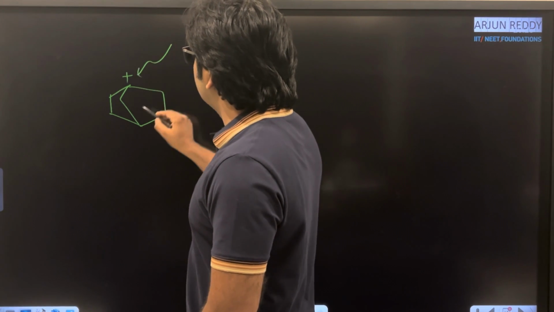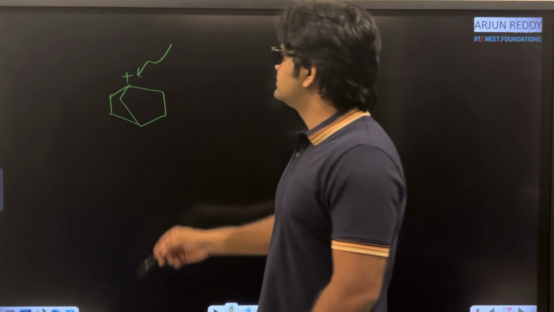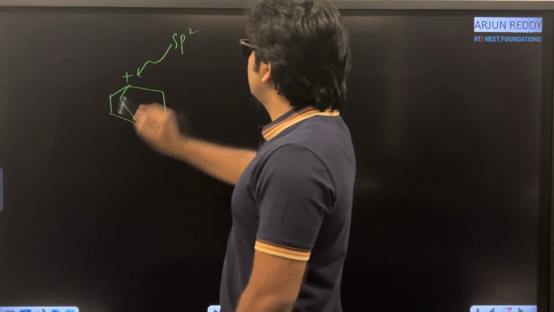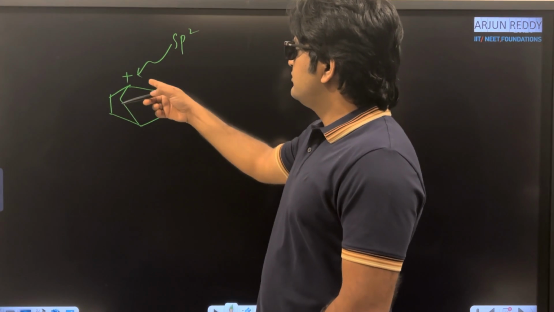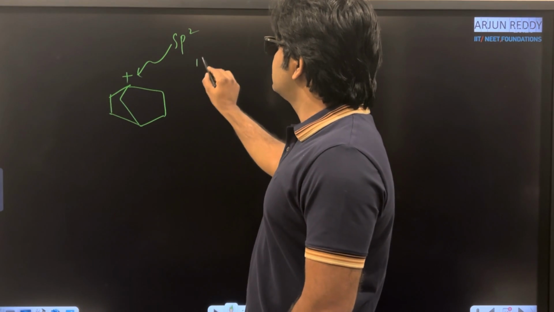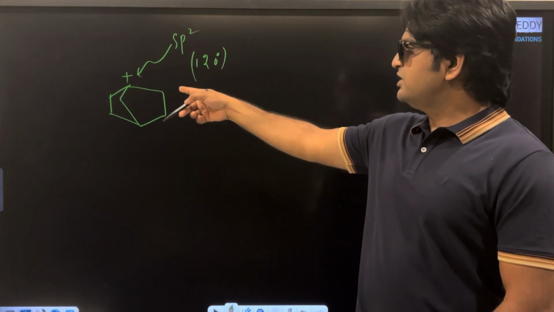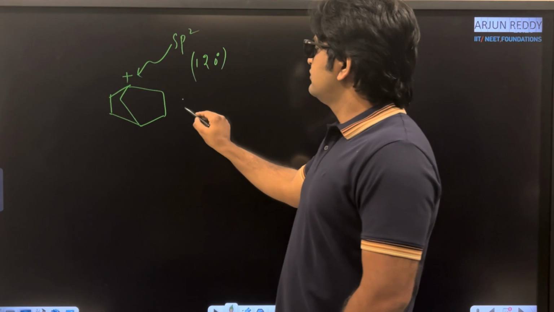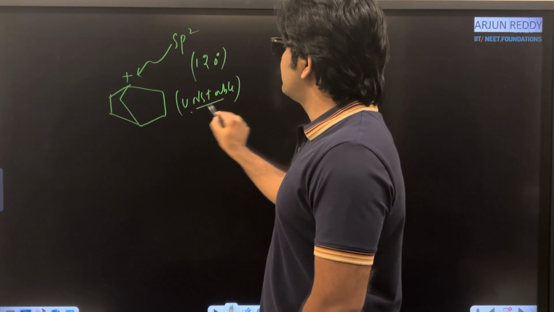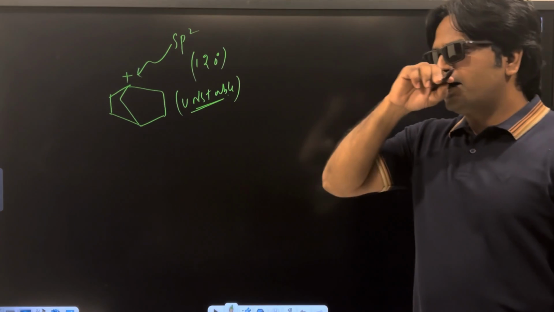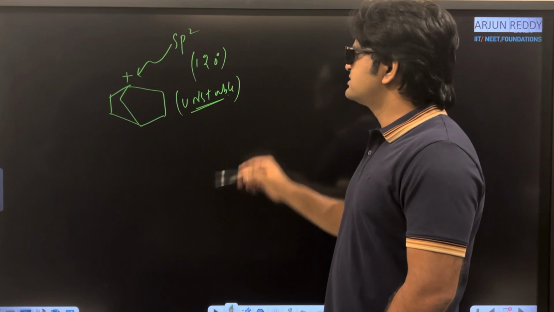Here an sp2 carbon atom is present. What is the location of your sp2 carbon atom? Bridgehead position. So here that carbon atom is an sp2 carbon atom. Once an sp2 carbon atom is present at the bridgehead position, again the same thing. What is the required bond angle? 120 degrees. But actually there is no 120 degrees bond angle. Now this carbocation is also highly unstable because of the absence of the required bond angle. Almost these molecules are said to be hypothetical molecules because of their highly unstable nature.